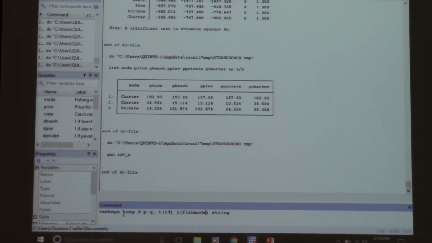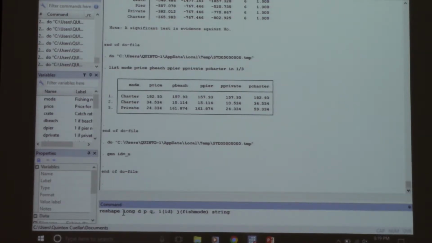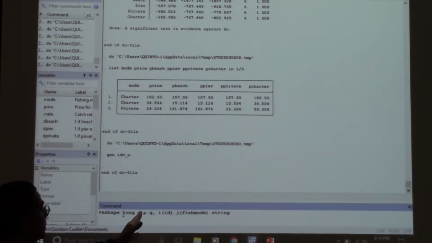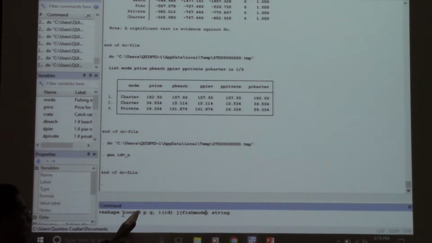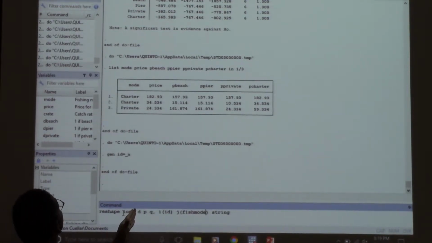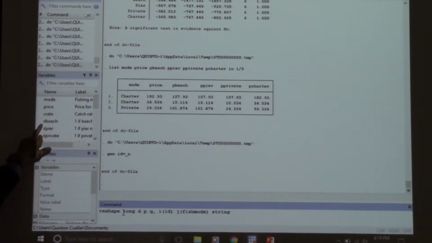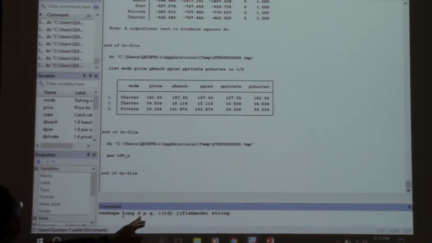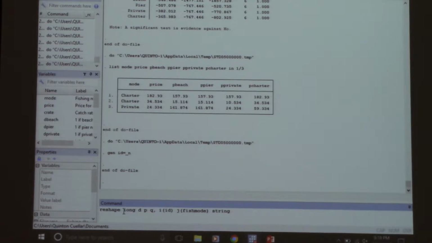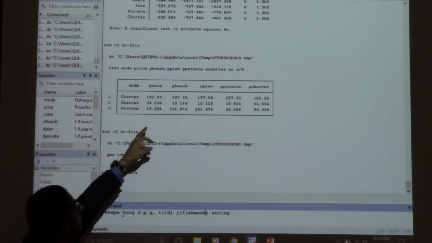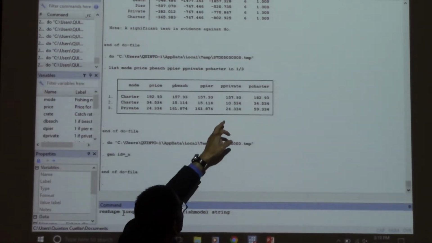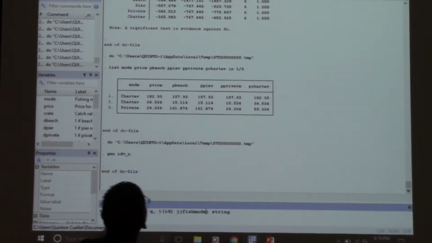What we're telling Stata is to find everything with a D, which were those dummies, and chop off everything after the D. Yeah, there's D Beach, so these are those dummies. Find everything with a P, and those were the prices, which we have listed here. Price Beach, price Pier, price Private, price Charter.